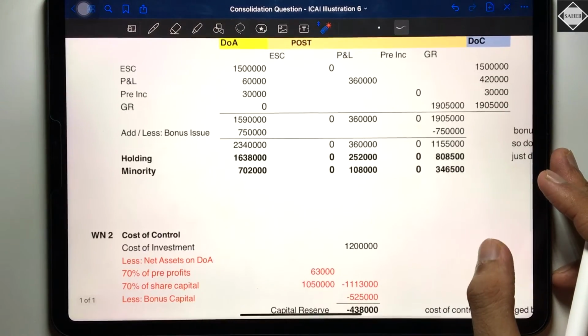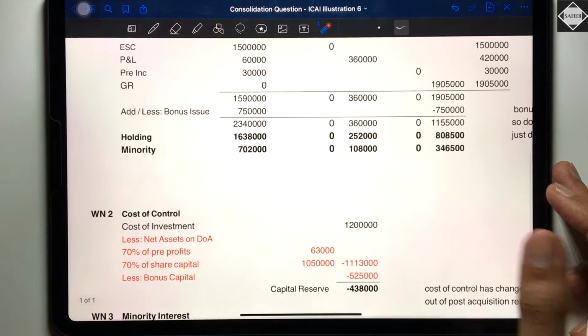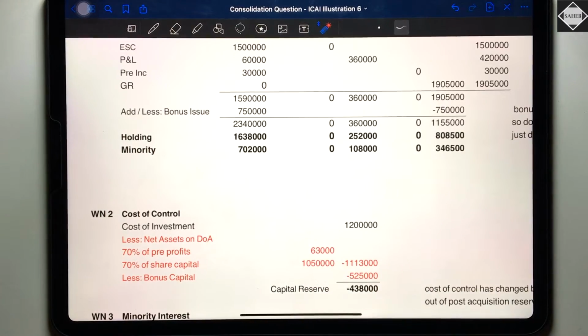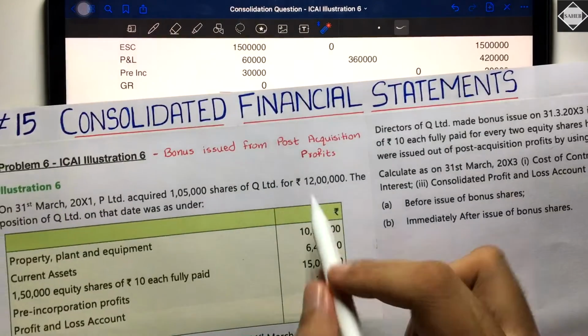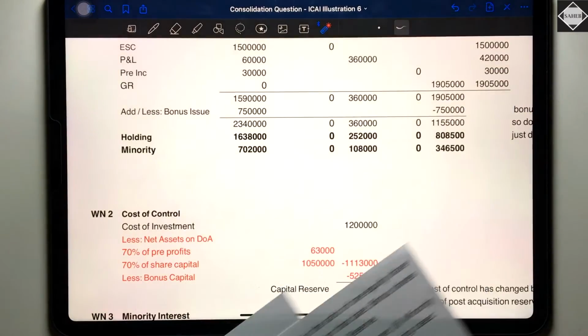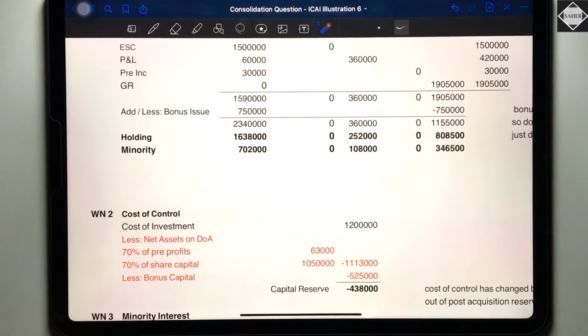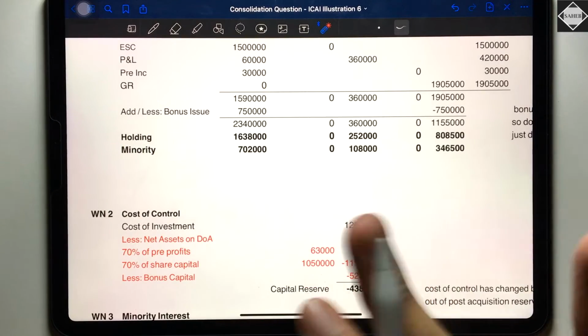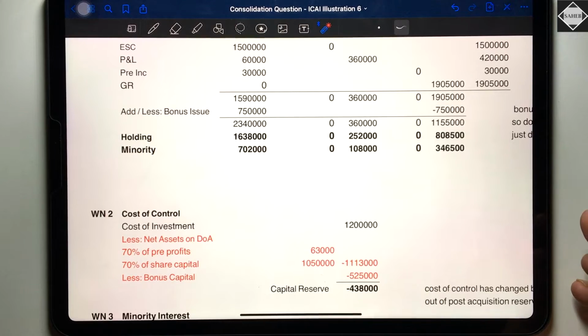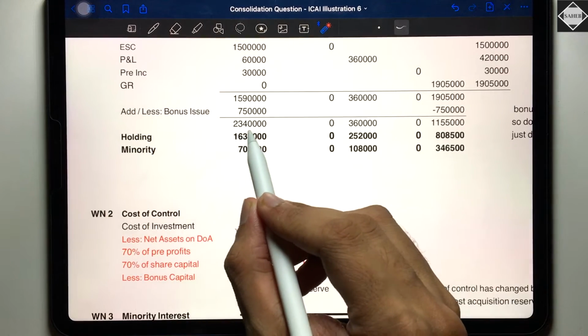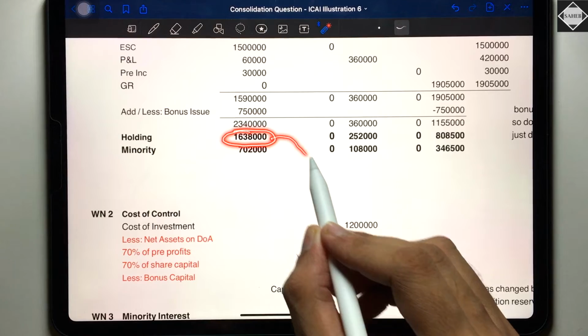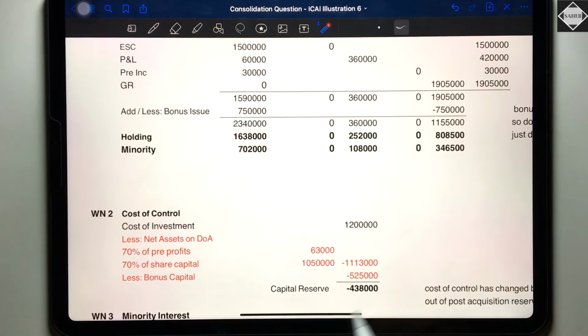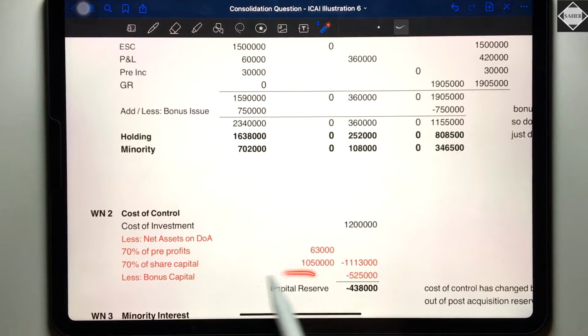After that, we have the cost of control. Cost of investment is 12 lakh, as given in the question. They acquired it for 12 lakh. From this you have to subtract the pre-acquisition net assets on the date of acquisition. You will get either goodwill or capital reserve. So if you see here, there is 16,38,000. Just subtract this from the 12 lakh, you will get 4,38,000 negative, which means it is capital reserve.